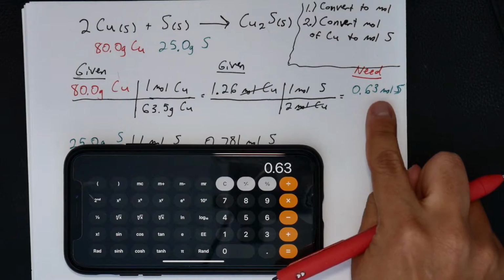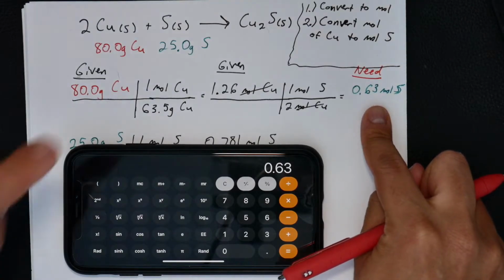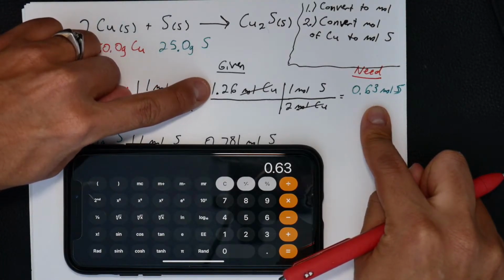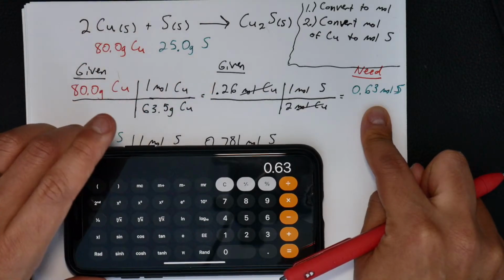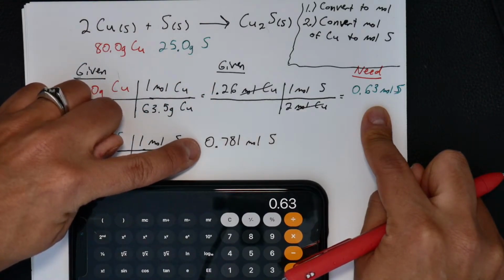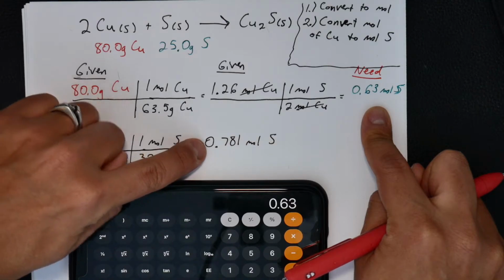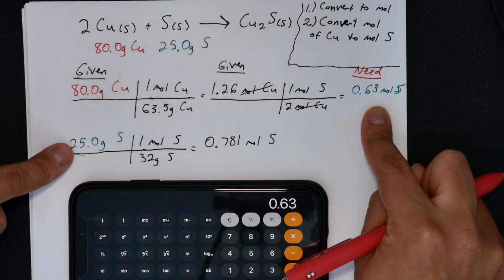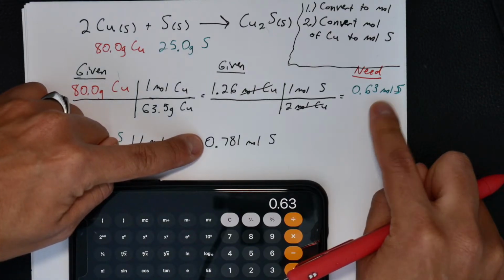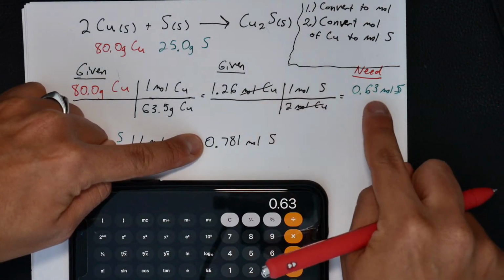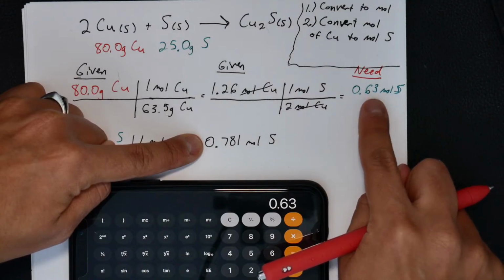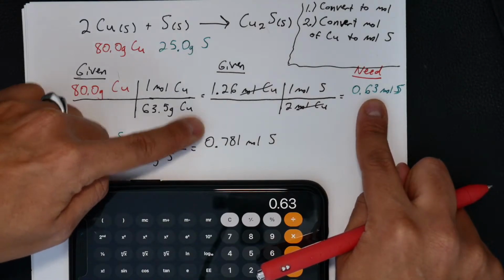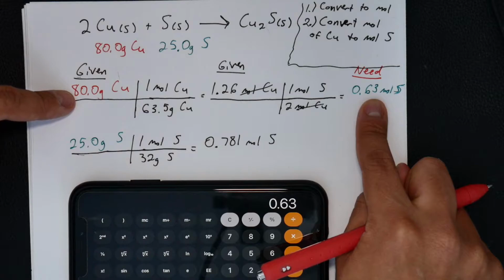Now this number that we just calculated, this is how much we need. Okay, this is how many moles of sulfur we need to react with this many moles of copper to begin with. So now let's take a look at what we are given here. Okay, so remember, this many moles of sulfur, that was how much we're starting with. Okay, we're starting with 25 grams. We just converted it to moles. After this first calculation, it says right here that we need 0.63 moles of sulfur if we want to react it with this many grams of copper.